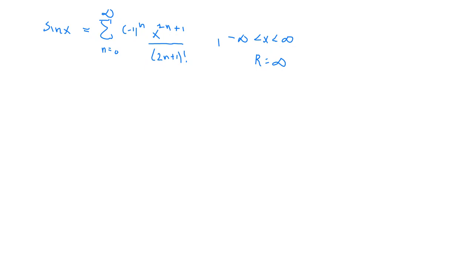But I find the radius of convergence really to be less informative. Once you have the interval of convergence, that to me is the most important thing. Now what I want to do is write what are called Taylor, or in this case, Maclaurin polynomials, but I'll just call them Taylor polynomials.